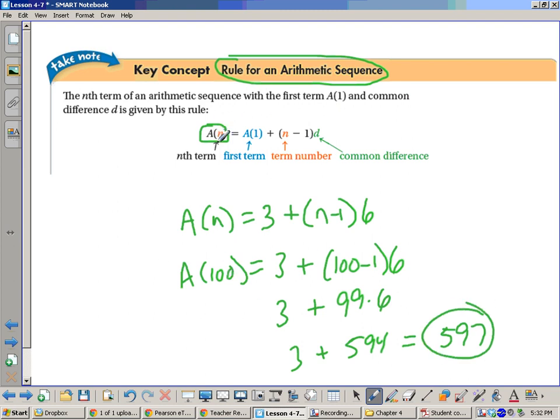So this is what we consider an explicit formula. And it's important that you realize the difference between a recursive and an explicit formula. An explicit formula just allows us to write a specific formula for it and not have to continue the pattern out that many times. So this is an explicit formula, because we can find a specific term without having to continue the pattern out.